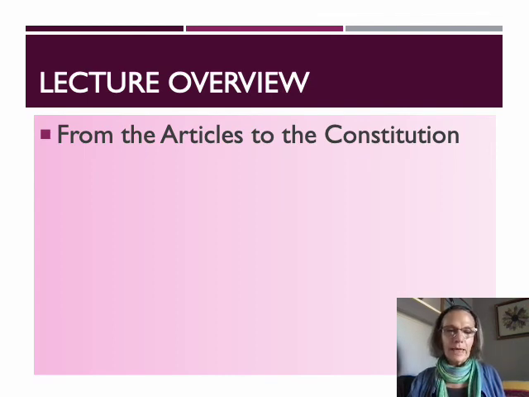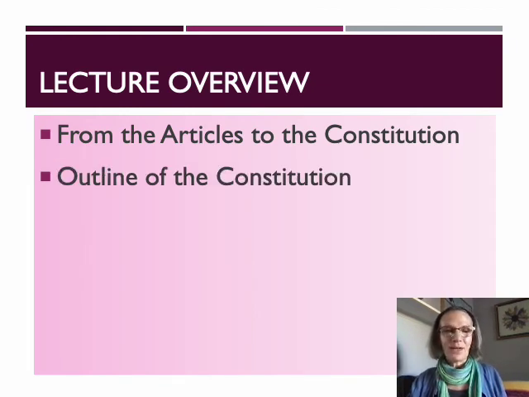Well, first we're going to take a look at the pathway from the first Constitution of the United States, the Articles of Confederation and Perpetual Union, to the second Constitution of the United States, the Constitution that we have today, which is known as the United States Constitution. We'll then do a brief outline of what is contained in the Constitution, sort of a roadmap, so that you know how to navigate the Constitution as you are reading through it.